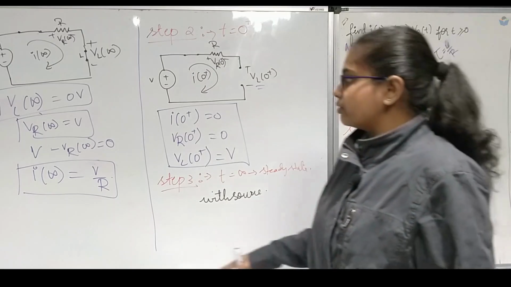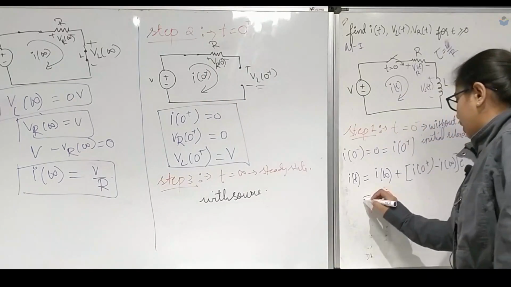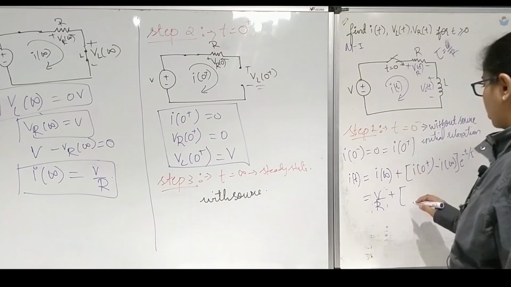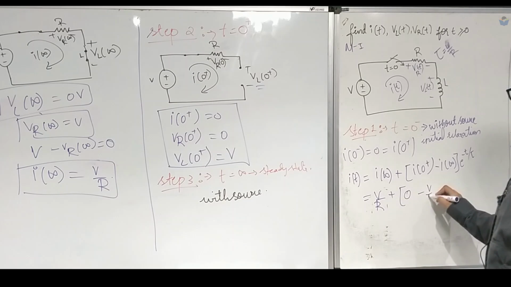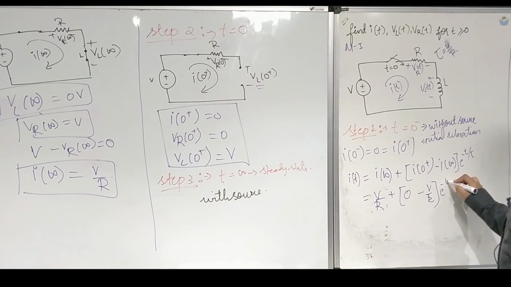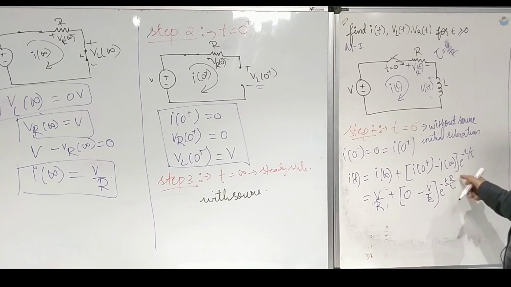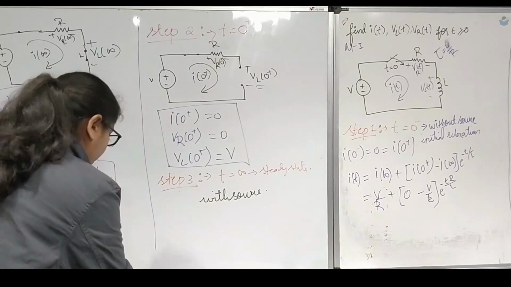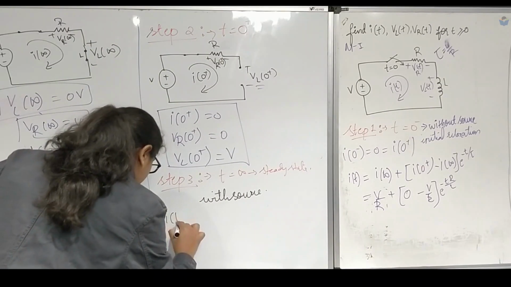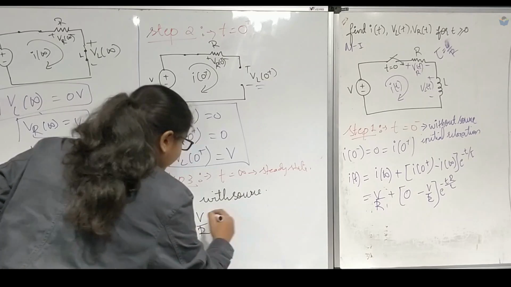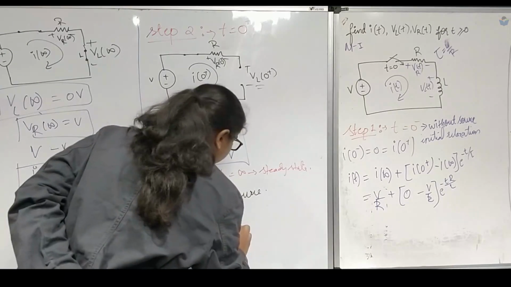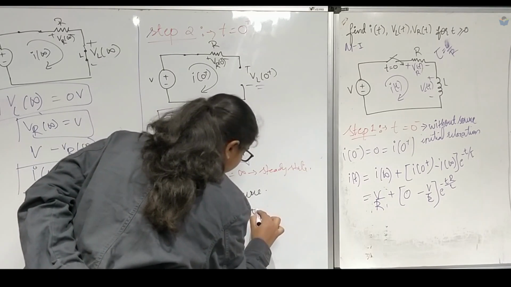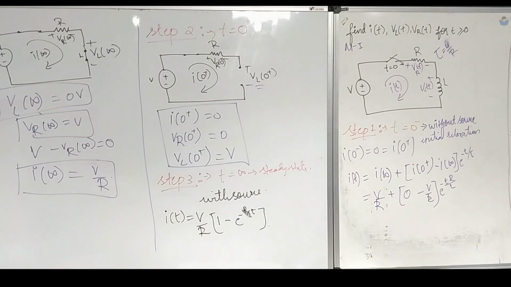Now substitute what is I infinity? V by R. Then I of 0 plus is 0, then again it will be V by R, then e to the power minus t, and for tau when you replace, R will go up and L will come down. So the complete formula will be I of t equals V by R. We will take this V by R as common, so it will be 1 minus e to the power minus R by L times t. So this is I of t.